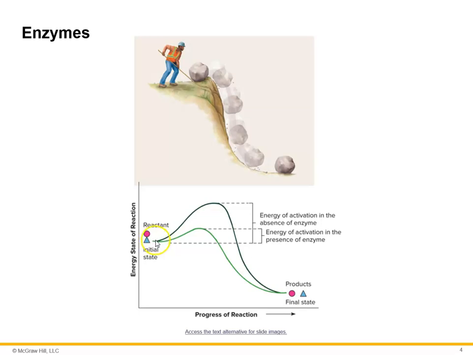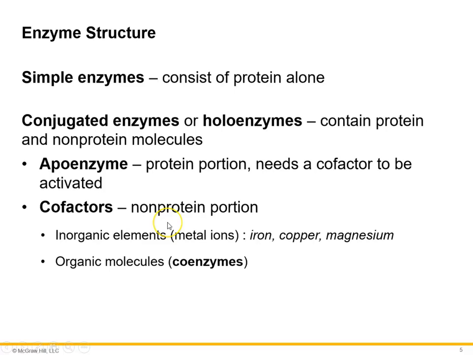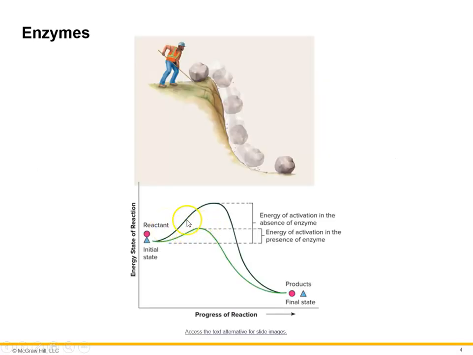So you can see this line here is the reaction without the use of enzymes. You have to put energy into the reaction to get it to go. That's called the energy of activation. You have to put more energy in to get this reaction to go without the enzymes than you do with the enzymes. There's a much smaller amplitude here. So enzymes bring down the energy of activation, or how much energy is required to make a reaction go.